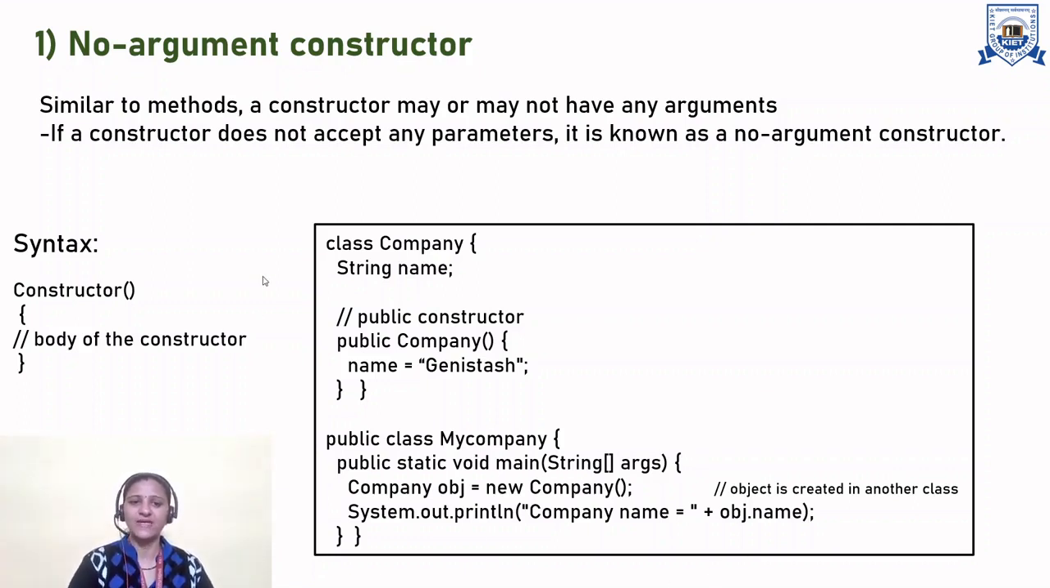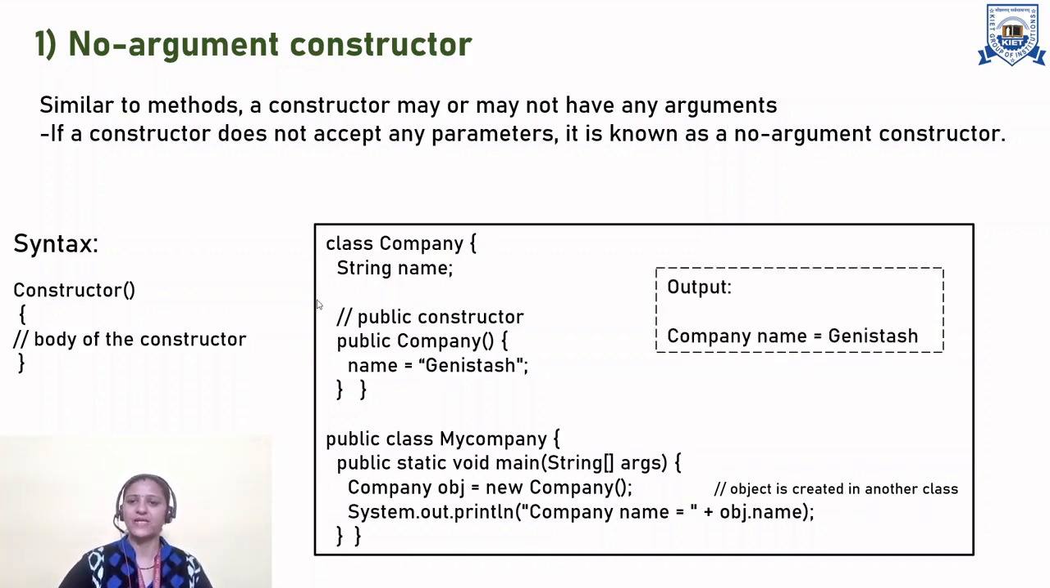So this way, we have assigned the value to this variable with the help of this constructor. When we made the object of this class, at that time this constructor was automatically called and provided the value to this attribute. And when we display, it will display the output as company name equal to Janish dash, which was provided by the constructor.